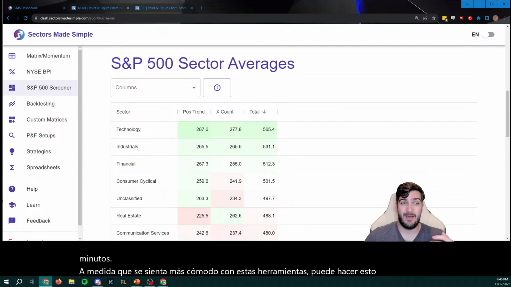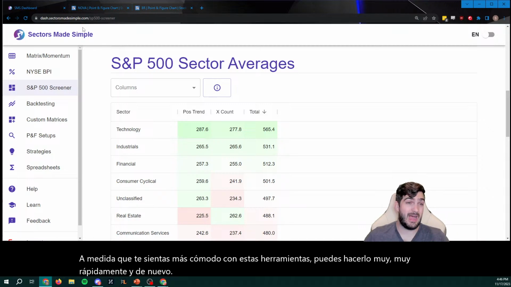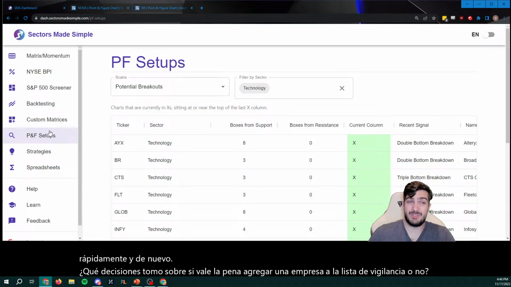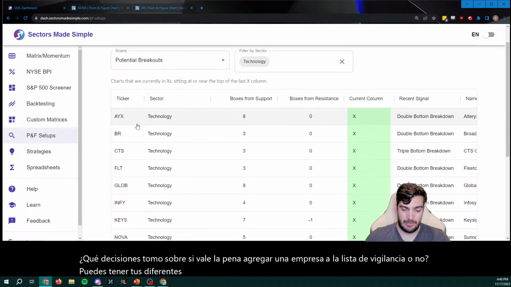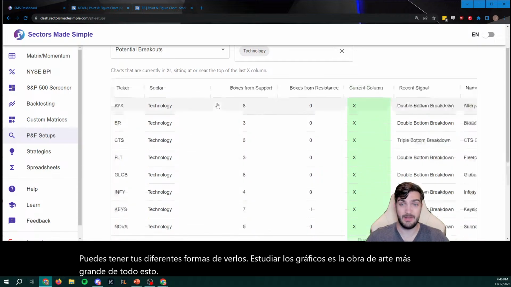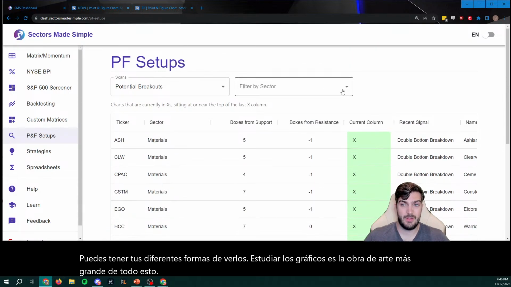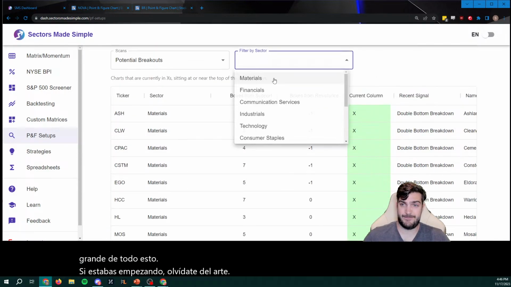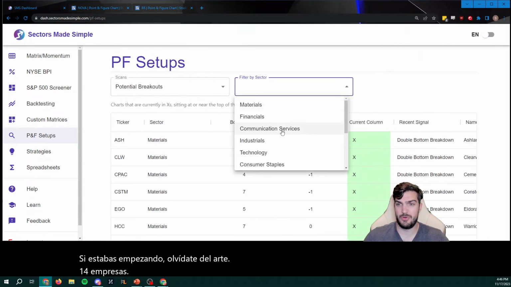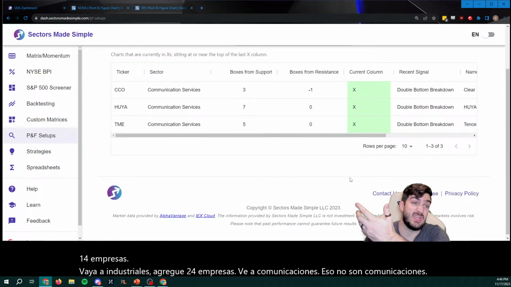And again, what decisions I make off of if a company is worth adding to the watch list or not, you can have your different ways of looking at them. Studying the charts is the biggest piece of art of all of this. If you were just starting, forget the art, add 14 companies. Go to industrials, add 24 companies. Go to communications and add 3.